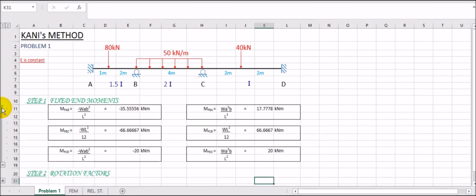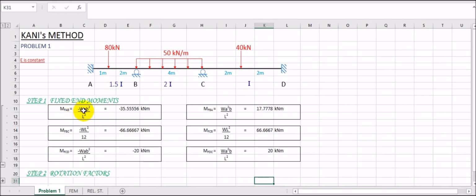So let's start with our step 1, assuming that you already know the fixed moments and have seen them in the table. My MFAB, that is the fixed end moment for AB, is minus W a b square by L square, where W is 80, a is 1, b is 2 and L is 3, that is 1 plus 2, 3.